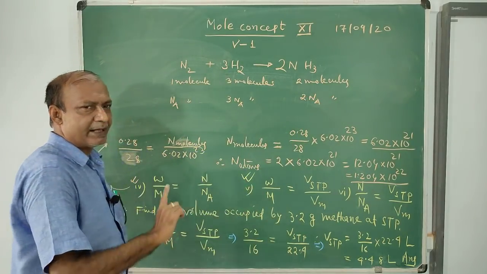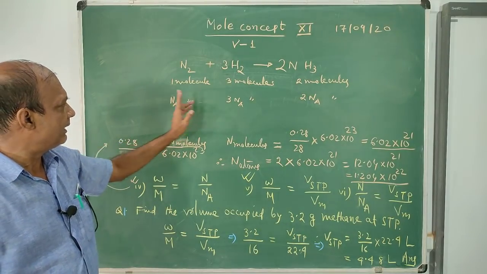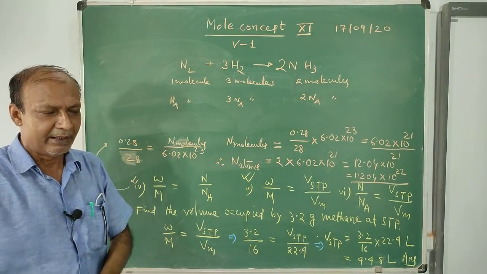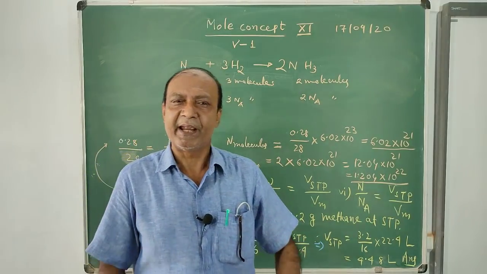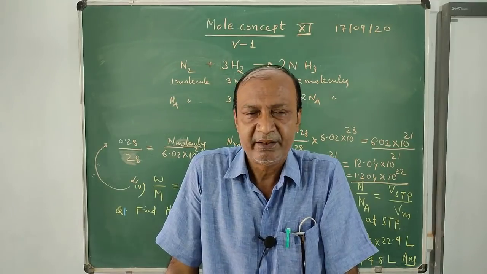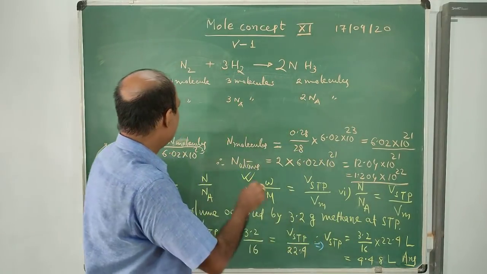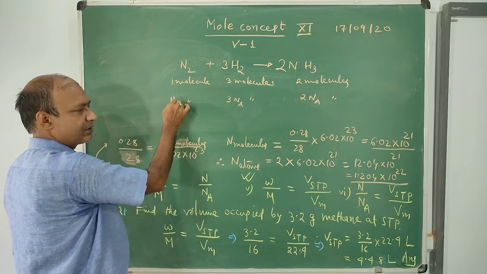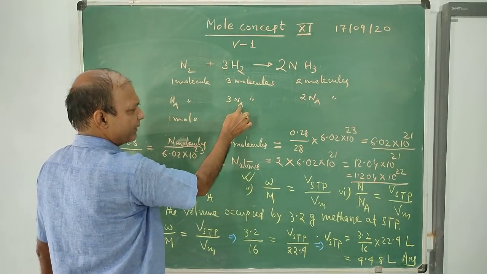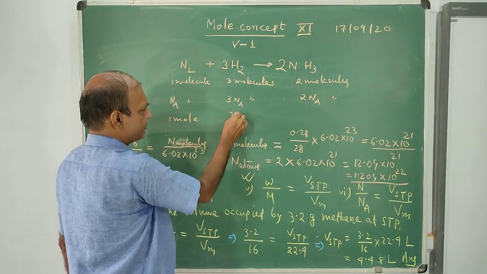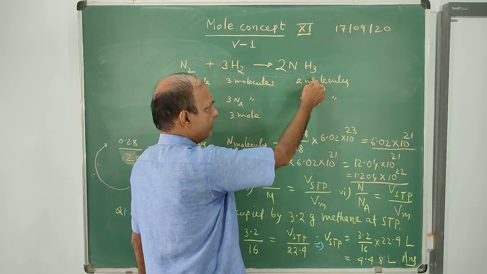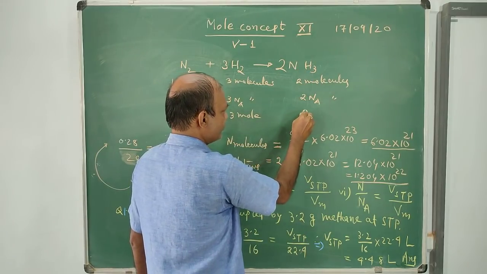See, by multiplying by Avogadro's number, we get 1 into Avogadro's number, 3 into Avogadro's number, 2 into Avogadro's number. You know that a collection of Avogadro's number of entities denotes 1 mole. Therefore, Avogadro's number of molecules of nitrogen is 1 mole. 3 into Avogadro's number of molecules of hydrogen is 3 moles. And 2 into Avogadro's number of molecules of ammonia is 2 moles.